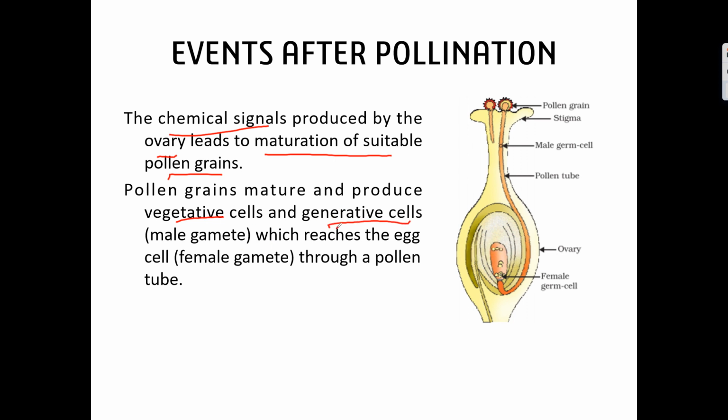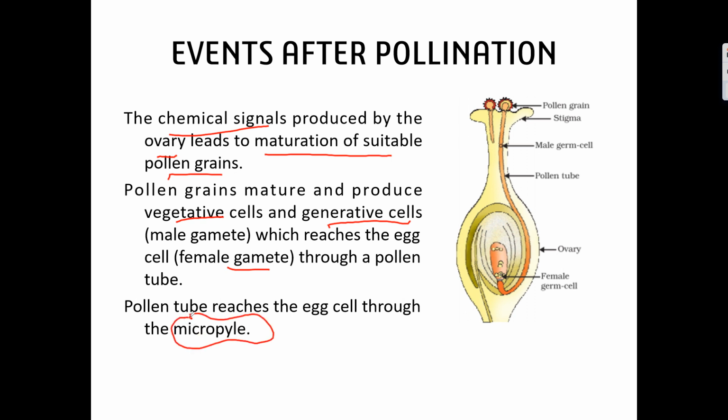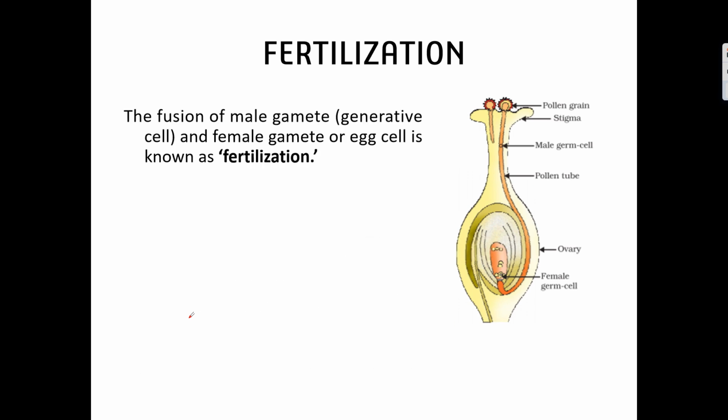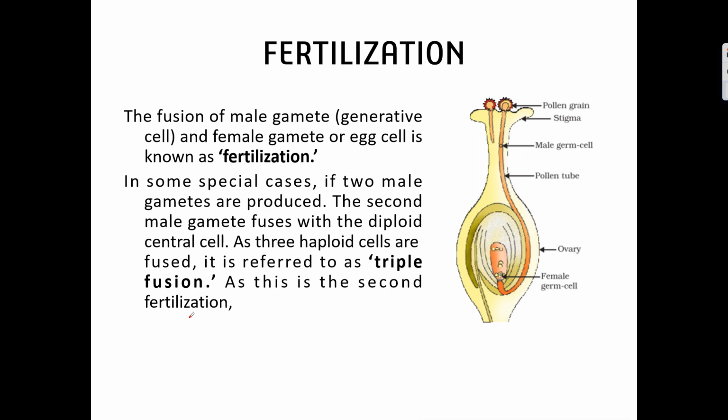So this vegetative cell and generative cell will reach the egg cell and fuse with the female gamete. How is it reaching the egg cell? Through this empty space between the integuments, that is called the micropyle. So what is happening here? It is leading to the fusion of male and female gamete, that is called fertilization. Once the fertilization takes place, the other events will start.